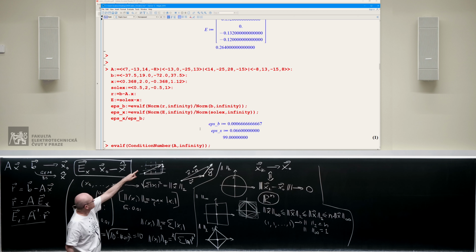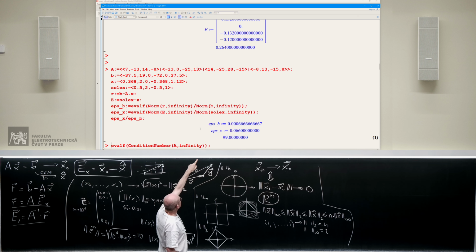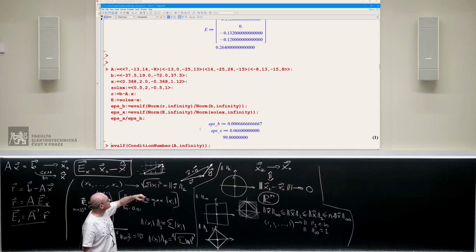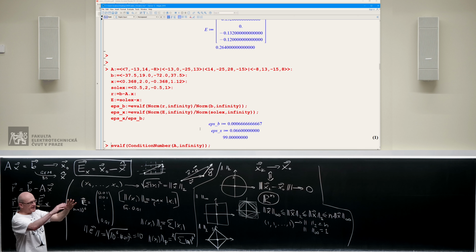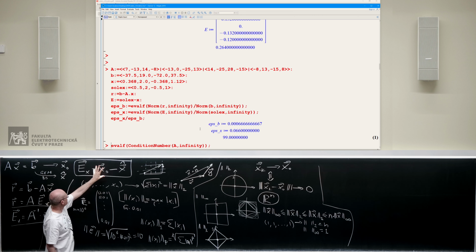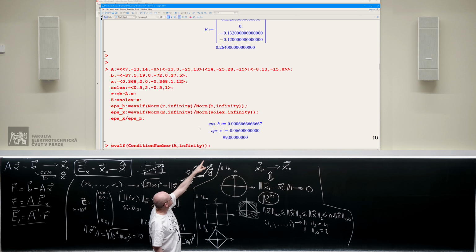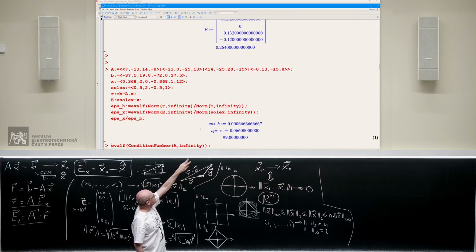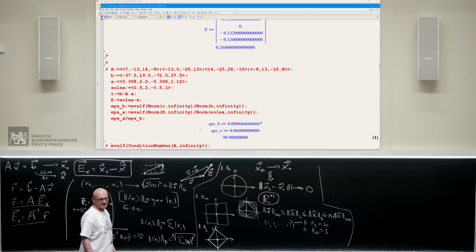In the second row, in the middle row, I can see the relative error of the solution, again handled by looking at the error as a vector and asking about the magnitude using the maximum norm, and I divide it by the norm of the actual solution. And it comes to be 0.066 and so on. And again, I look at the ratio and I see that the ratio is 100.